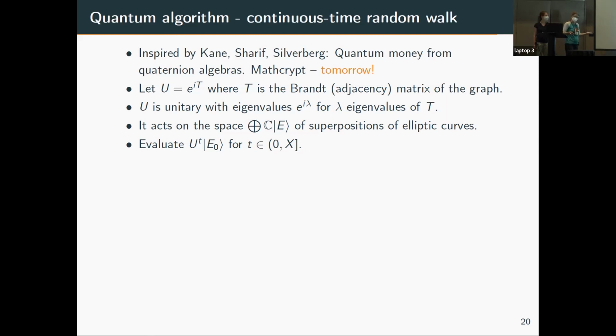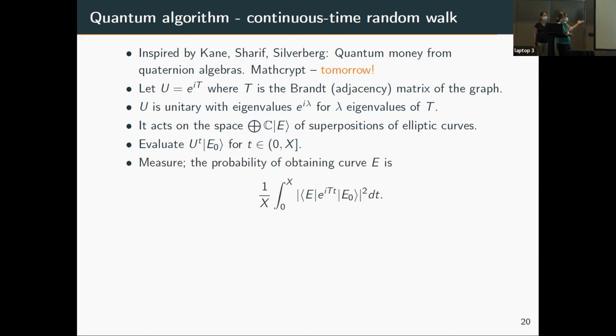And so now we're going to do something like a Markov process in the classical situation. The space is essentially one basis vector for each elliptic curve in the graph. But then a superposition in the quantum computer is some linear combination of those curves. And so you evaluate this type of random walk. Okay, so you can get a probability out for what it would look like if you measure, where you're choosing t in some continuous interval here.